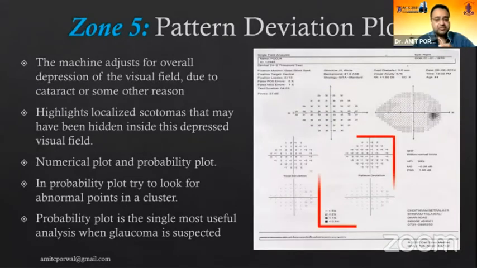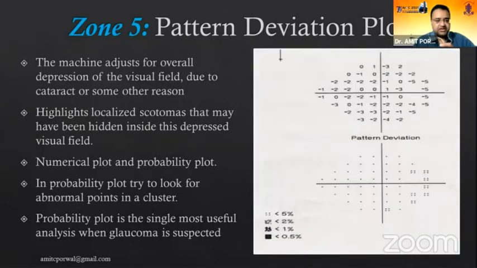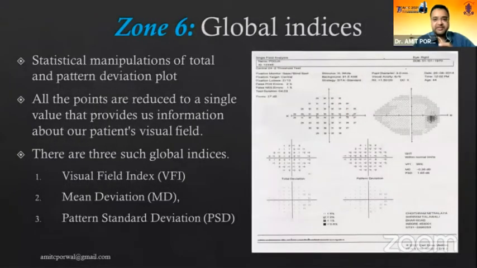Coming to the pattern deviation plot, which is zone five, the machine adjusts for the overall depression of the visual field due to cataract or some other reason, and it highlights the localized scotomas that have been hidden inside this depressed visual field. The numerical plot and probability plot are shown in this pattern deviation plot also. And in the probability plot, try to look for abnormal points in clusters. The probability plot is the single most useful analysis when glaucoma is suspected.